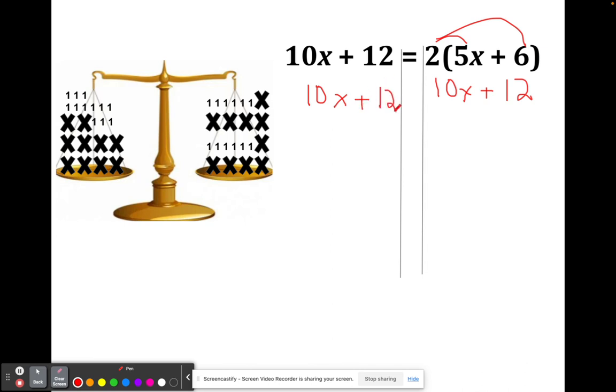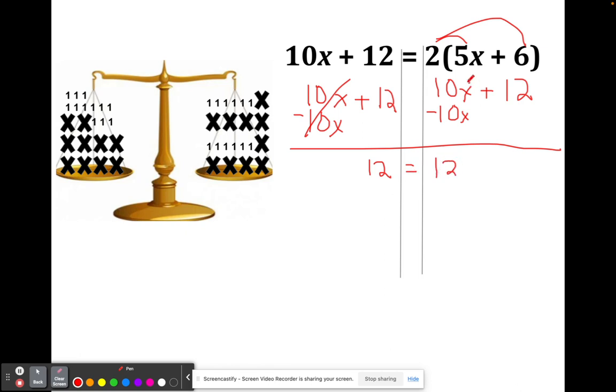Normally, when we have variables on both sides, we say, let's go to the bigger party. Well, we don't have a bigger party. So I'm just going to subtract 10x from both sides. This cancels out, and I get 12 equals 12. Well, that's kind of weird.